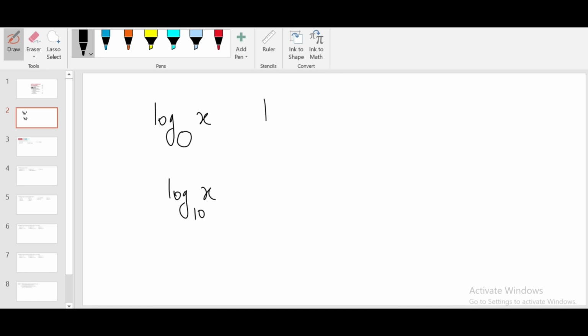And then, if it's some other base, you can use this button in your calculator. Let's say log 8 to the base 2. Can you use this button in your calculator and tell me what value you get? 3. You know why you are getting 3? Because 2 cubed is 8. 2 power 3 is 8, understand?